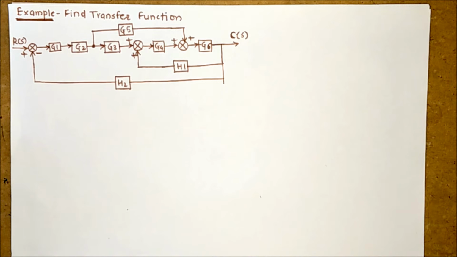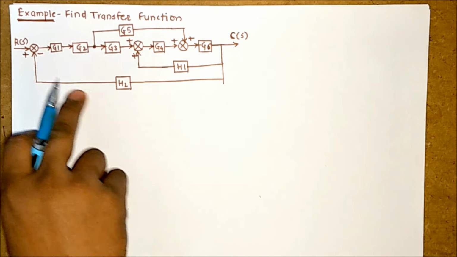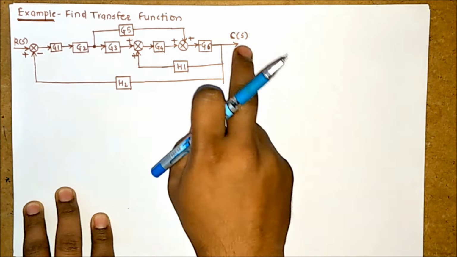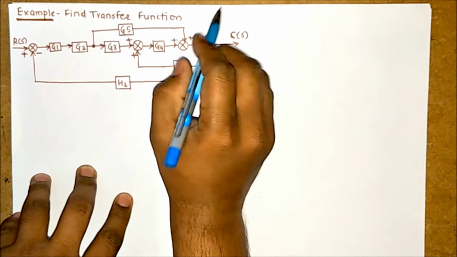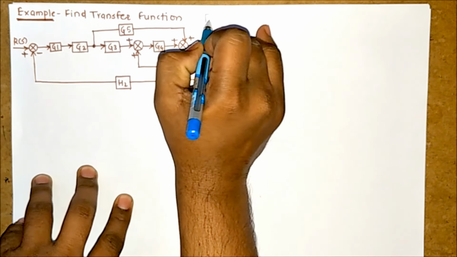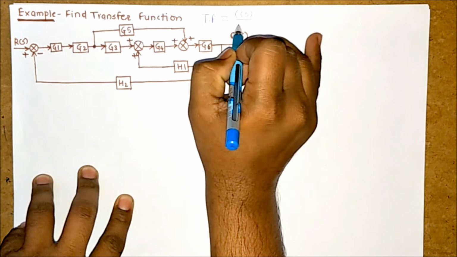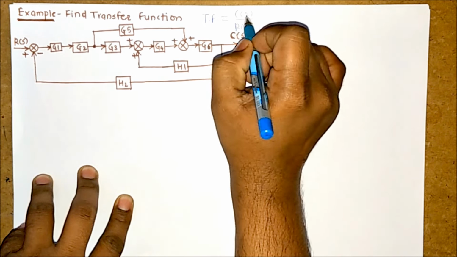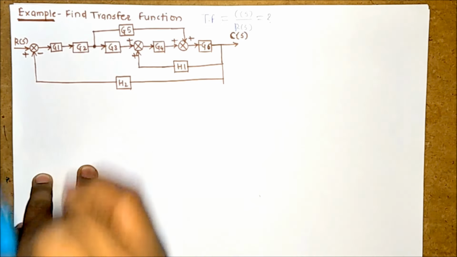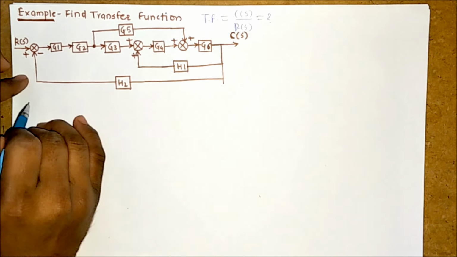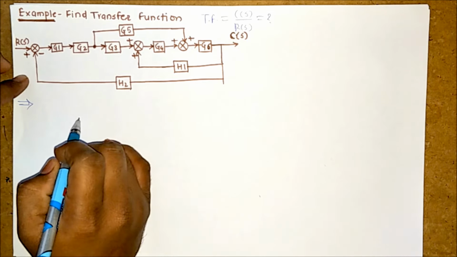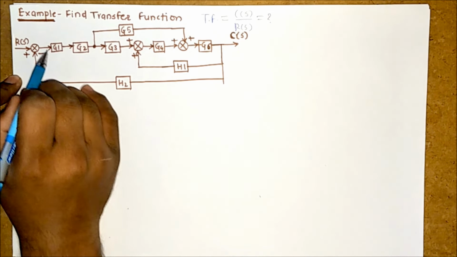In this lecture, we are going to discuss how to find the transfer function for a given block diagram. Now in this block diagram, R(s) is the input, C(s) is the output. So we have to find the transfer function, which is output upon input, that is C(s) upon R(s) is equal to what?